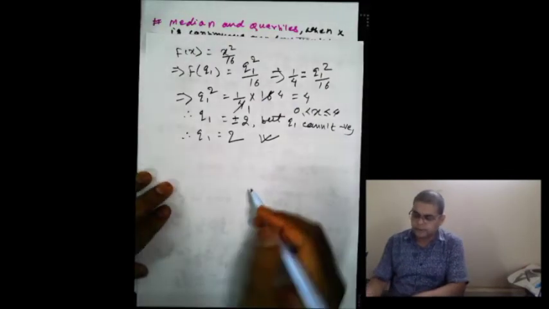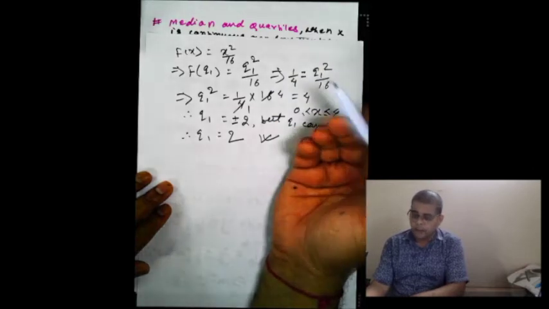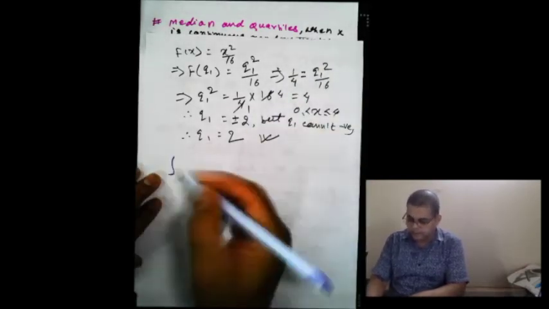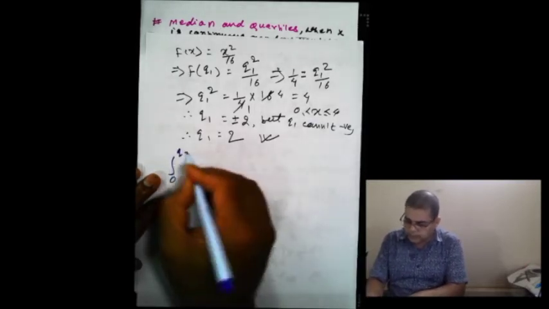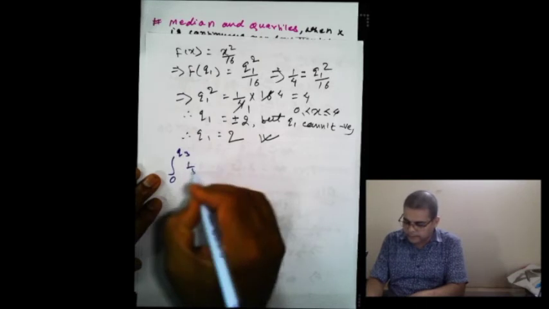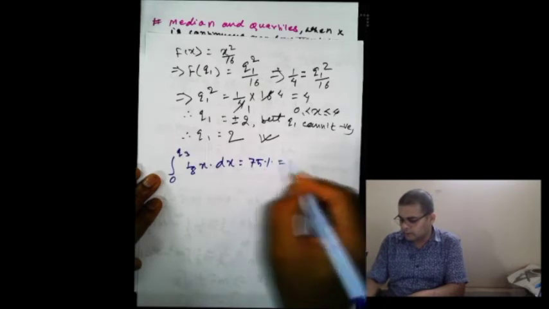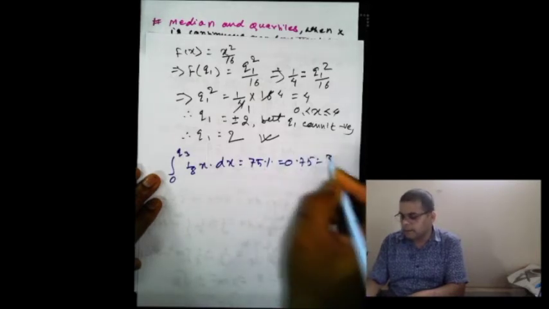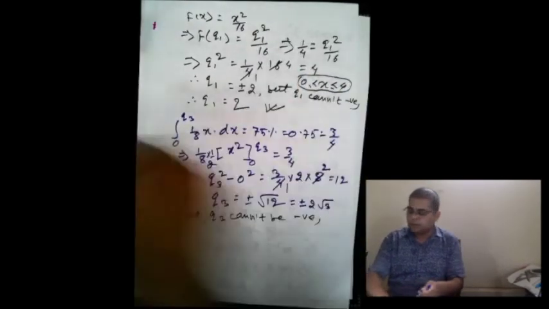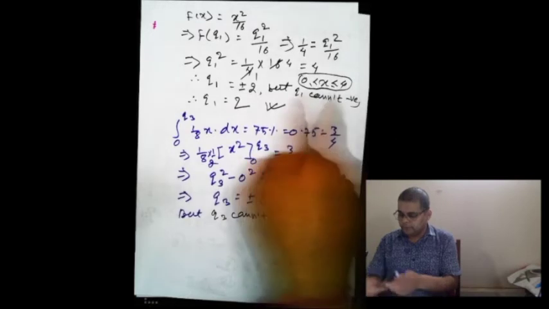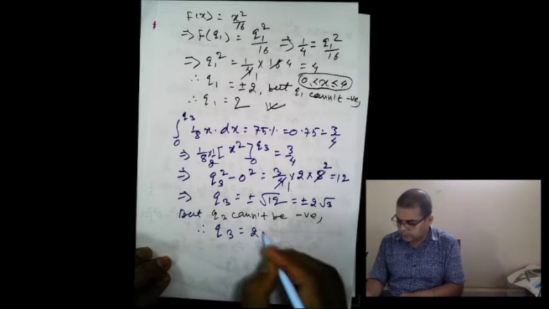In order to find Q3, you can put here Q3, and on the right side instead of 1 by 4 you put 3 by 4, or if you like you can just integrate the given function from the lower limit 0 to Q3, with f(x) value 1 by 8 x dx, equal to 75%. That means it is 0.75, or 3 by 4. You can do it either way. It should be between 0 and 4. There are no negative values between 0 and 4. So therefore your Q3 value is 2 root 3.